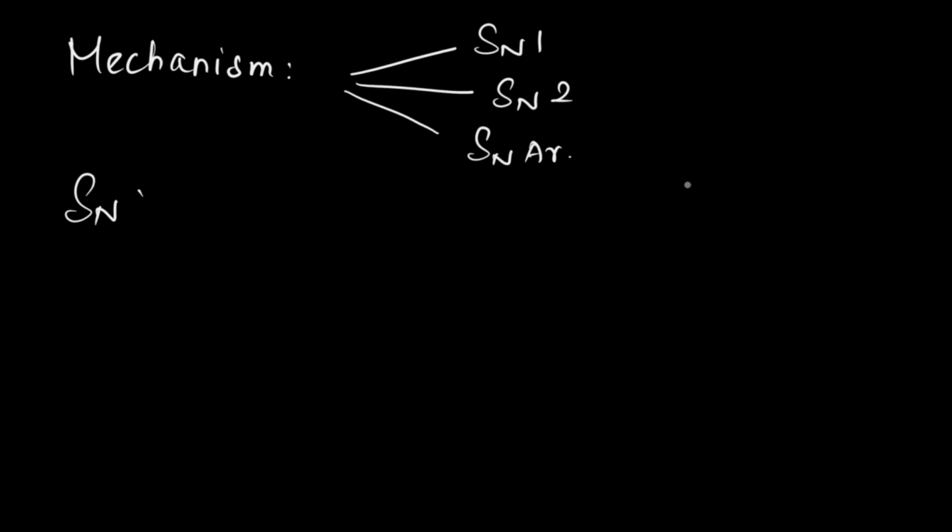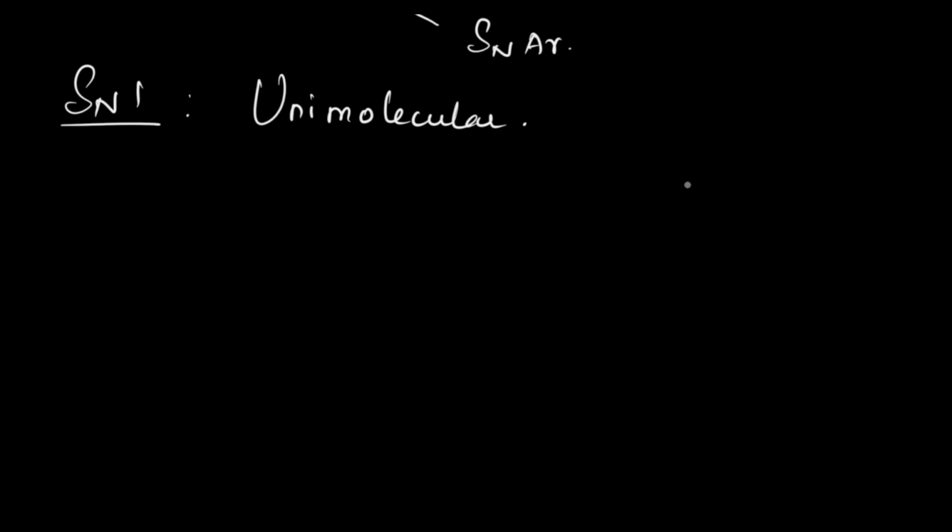What is SN1? As the name indicates, S stands for substitution, N stands for nucleophilic, and 1 stands for unimolecular. What is unimolecular? We talked about the rate of the reaction in chemical kinetics. In an SN1 reaction, the molecularity is 1, because in the rate determining step, only one reactant is responsible for determining the rate.